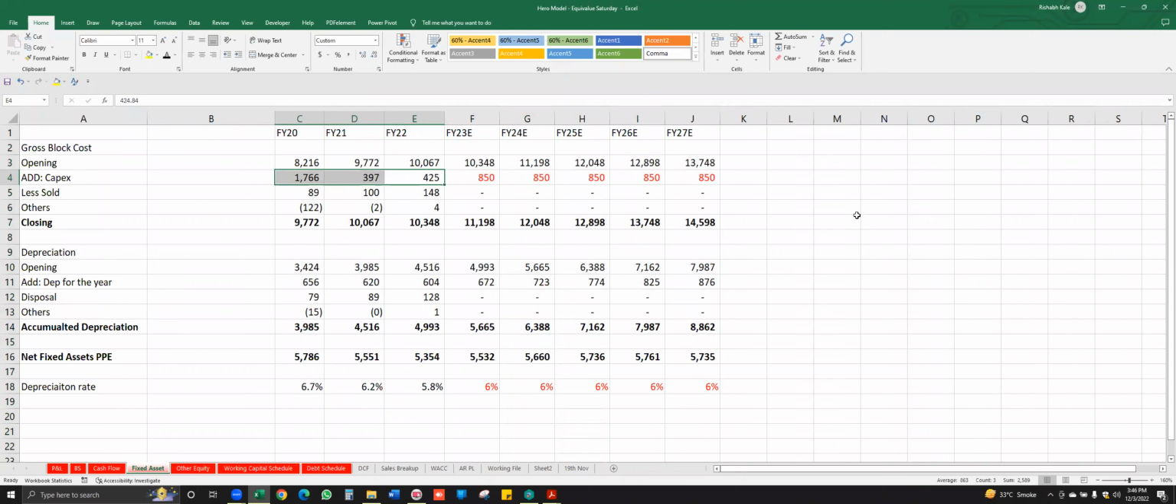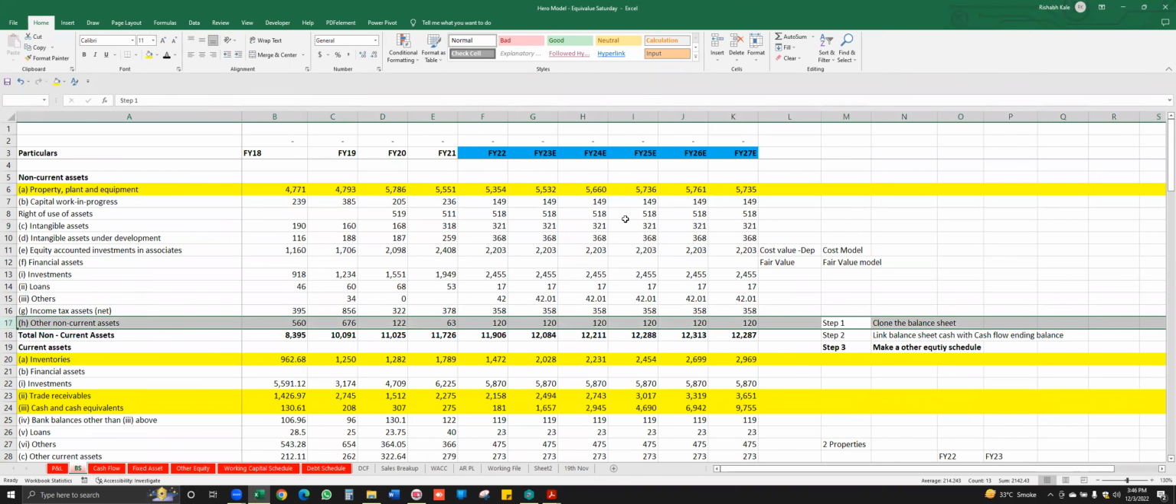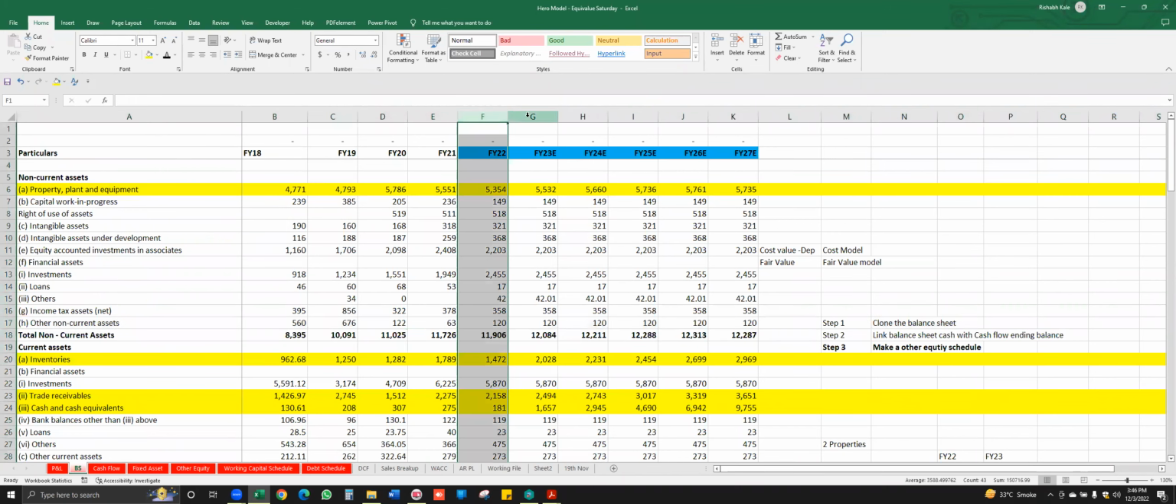How do you figure out when the balance sheet will never have a figure? If you have made some mistakes, then only it will have a problem. Now I've told you what to do, I've written the steps over here. Just clone the balance sheet whenever you do. If FY22 is tallying, FY23 will tally.